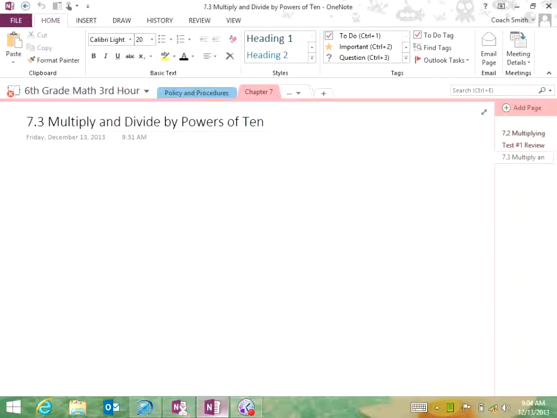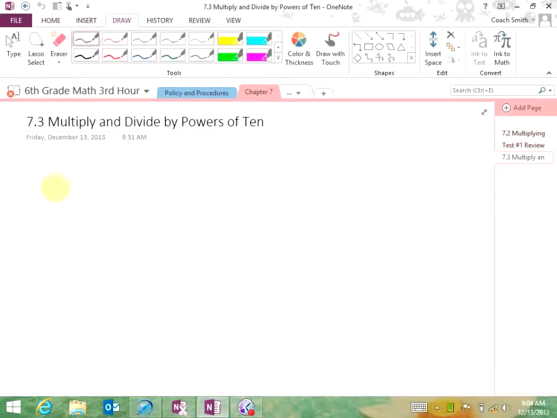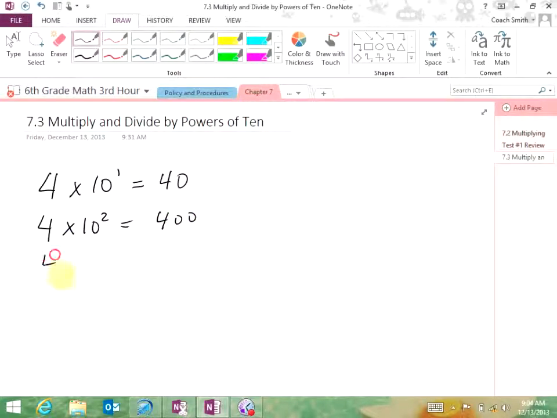All right, now, when we're talking about multiplying and dividing by powers of 10, what we're talking about is this. For example, let's say I said 4 times 10 to the first power. Well, 4 times 10 to the first power is 40. If I had 4 times 10 to the second power, that would be 400. If I had 4 times 10 to the third power, that would be 4,000.